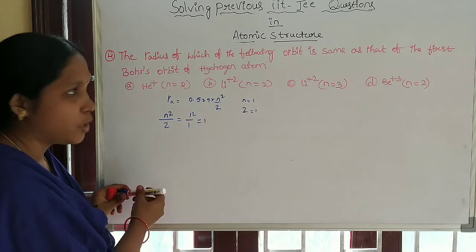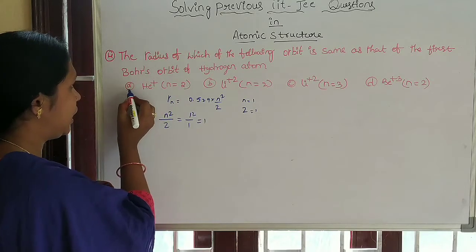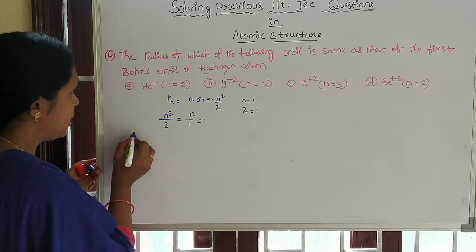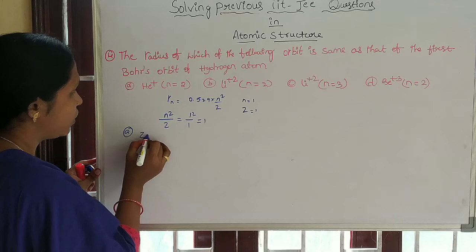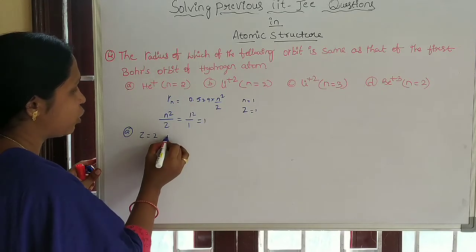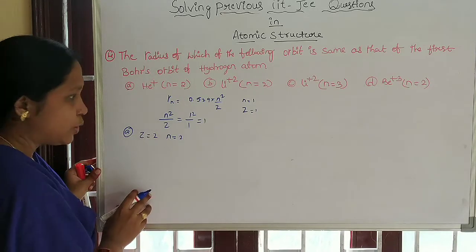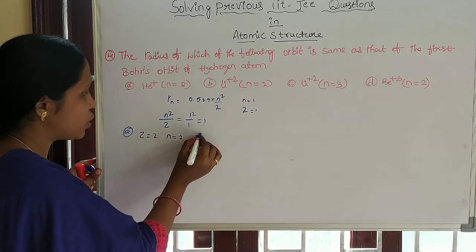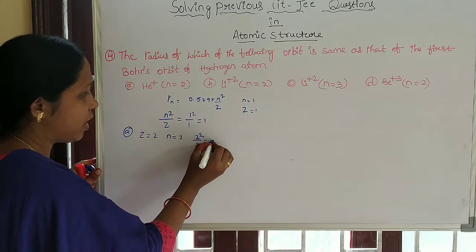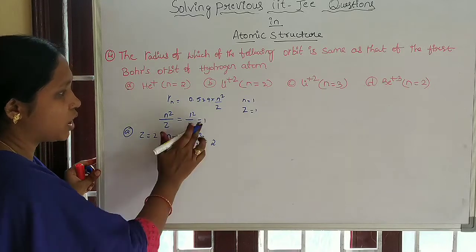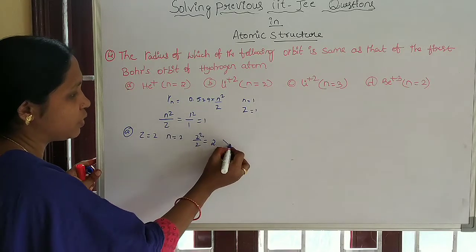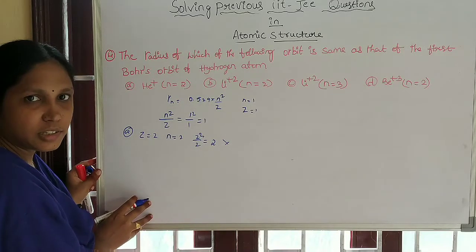Now we will check one after the other. Here, helium. Helium atomic number Z is 2 and the electron is present in the second orbit. So the n square by Z value means 2 square by 2, which is 2. So not equal to 1. So this is not a correct option.